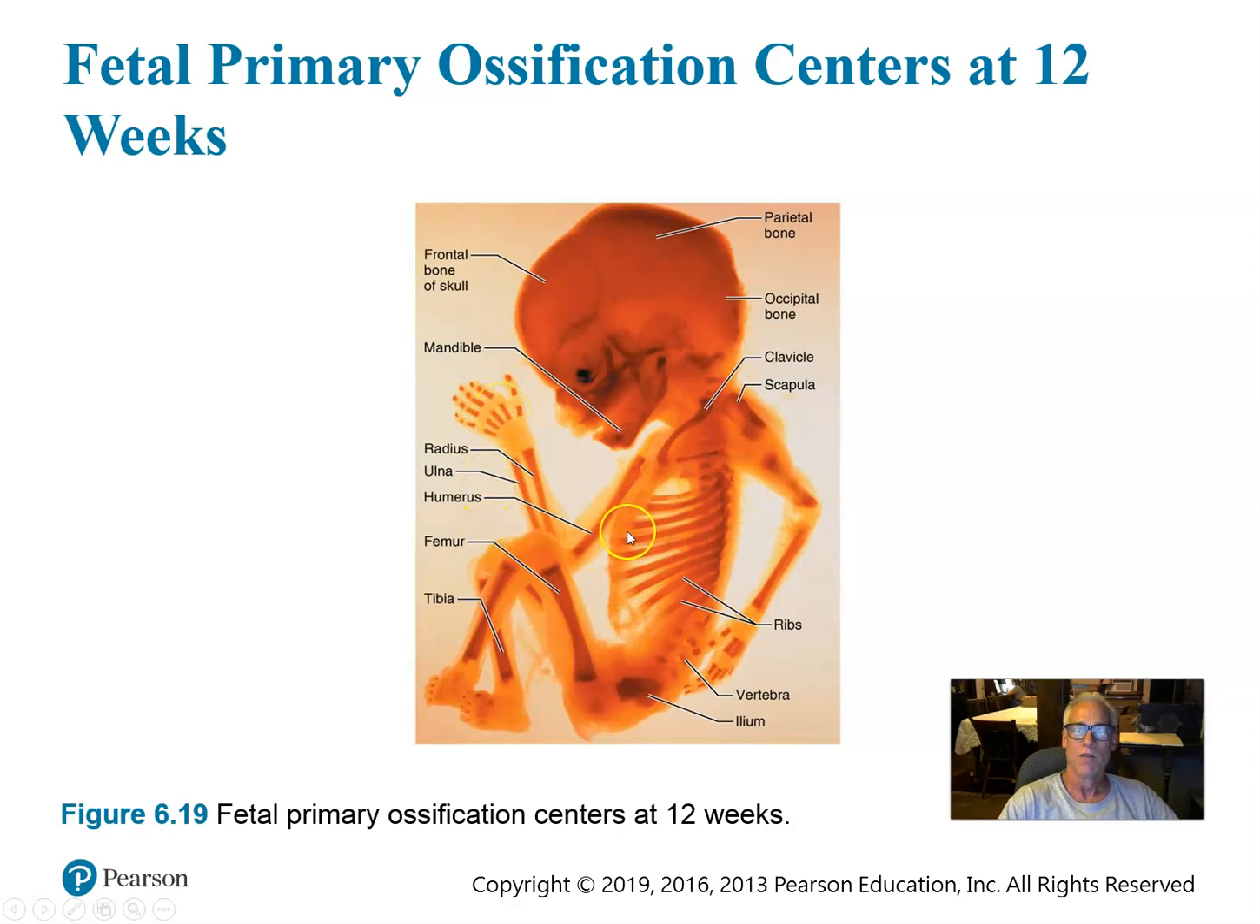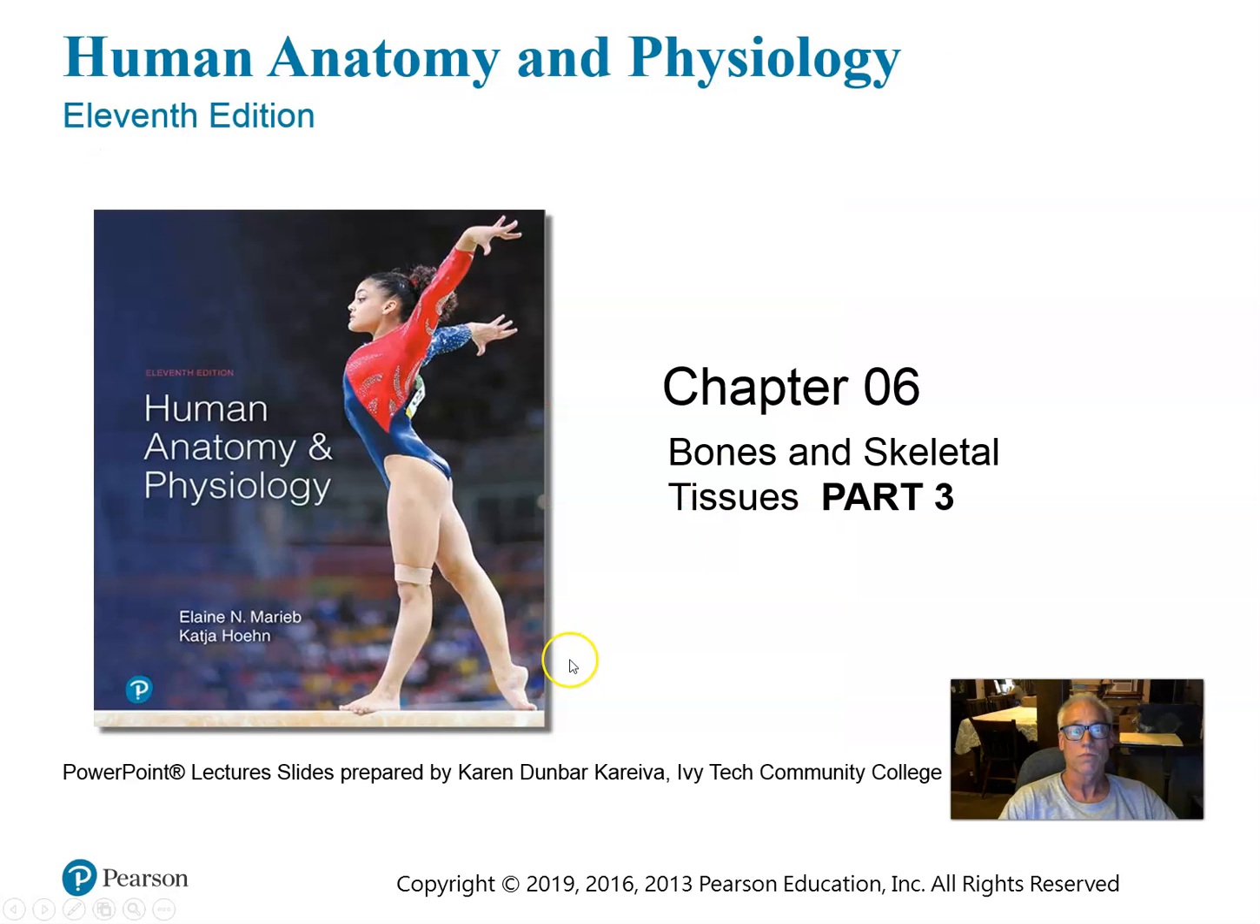Pretty interesting. The ribs have begun to form also by endochondral ossification. We can see some ossification happening in some of the pelvic bones, but a lot of the structures that will be the pelvic bones are still cartilage. So in part 3, we'll go on to talk about bone breaks and bone healing and some diseases of bone tissue. So join me for part 3 next.